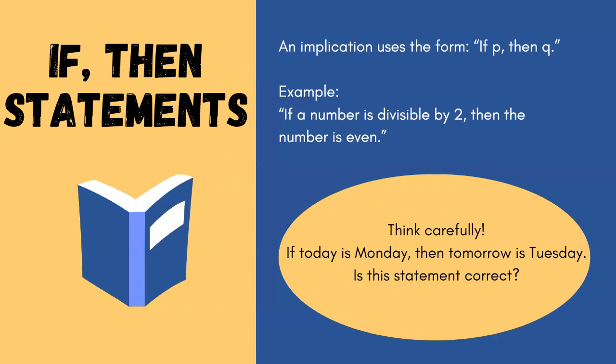And next, we will learn about if-then statements. An if-then statement is an implication, written in the form: if P, then Q. For example, if a number is divisible by 2, then the number is even. Now think carefully. If today is Monday, then tomorrow is Tuesday. Is this statement correct? Yes, the statement is correct.